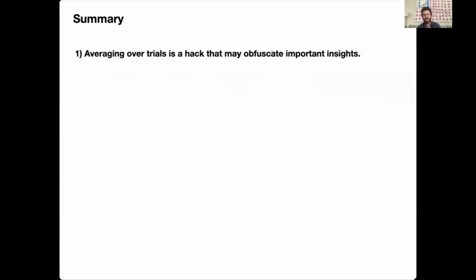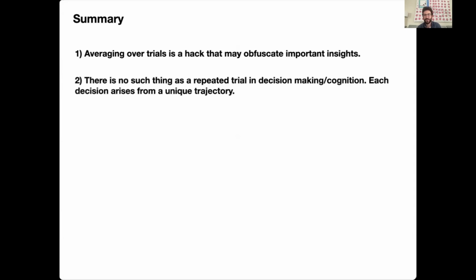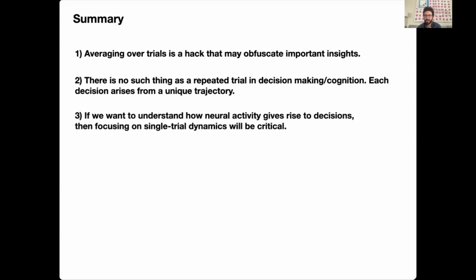I showed you, or hopefully convinced you, that averaging over trials is a hack that may obfuscate important insights. There's no such thing as a repeated trial in decision making or cognition more generally. Each decision arises from a unique trajectory. The idea of a repeated trial is kind of strange. If we want to understand how neural activity gives rise to decisions, then focusing on single trial dynamics will be critical. We really have to understand brain areas at the level of single trial dynamics, not trial average activity.